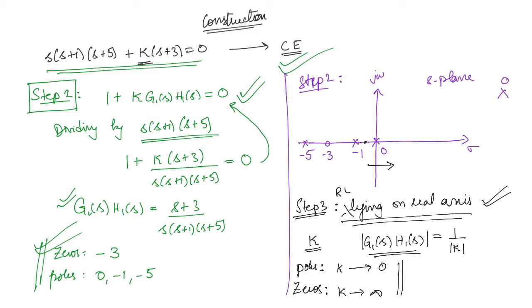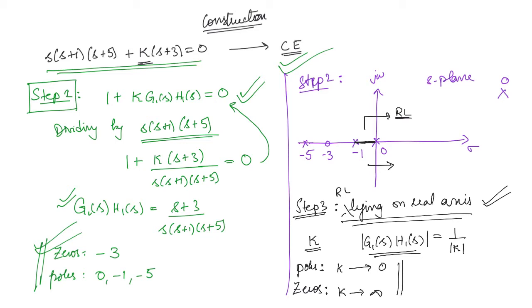Similarly, any point that you take between -1 and 0 will have one pole to its right. So this entire region between -1 and 0, we will take as the root locus.